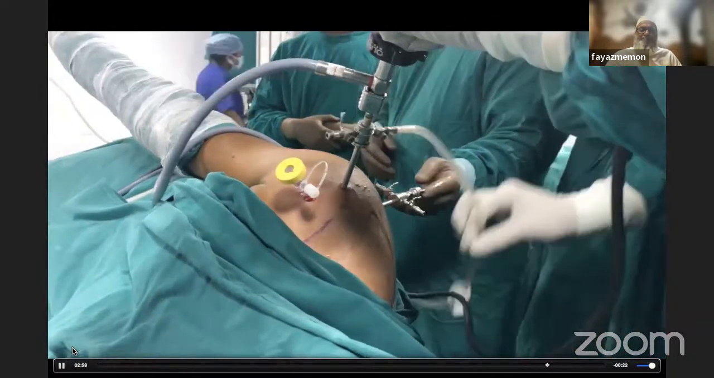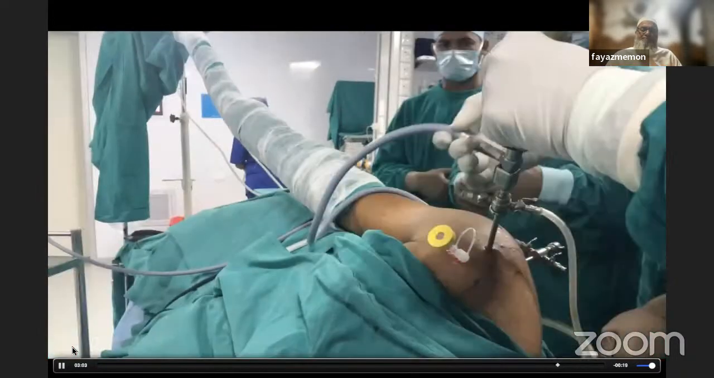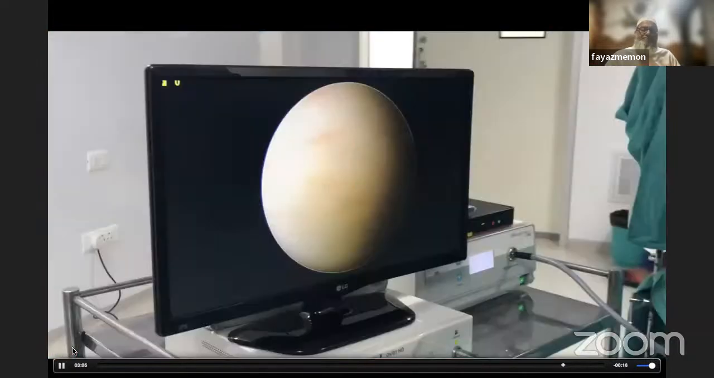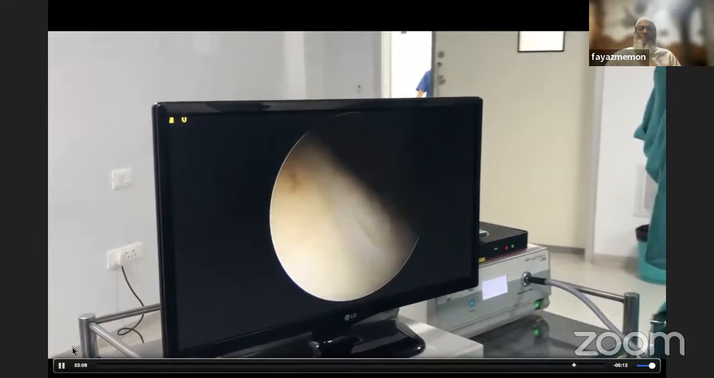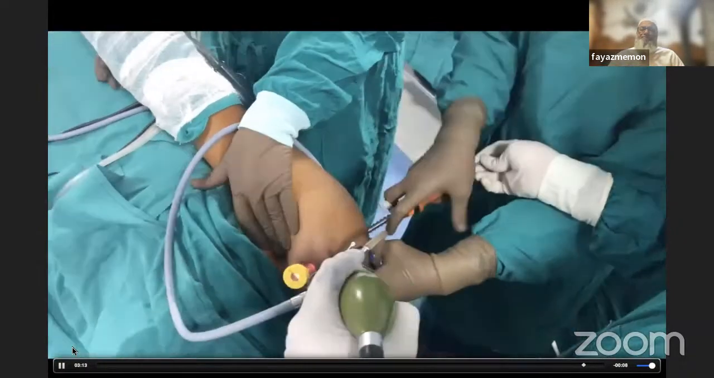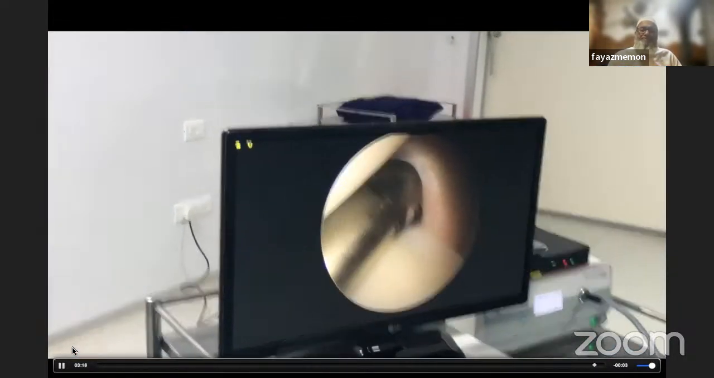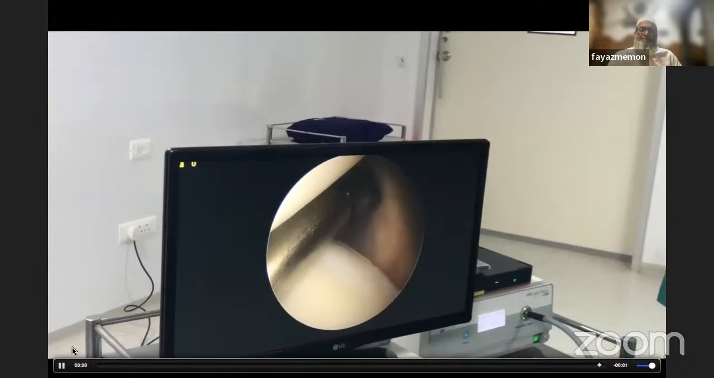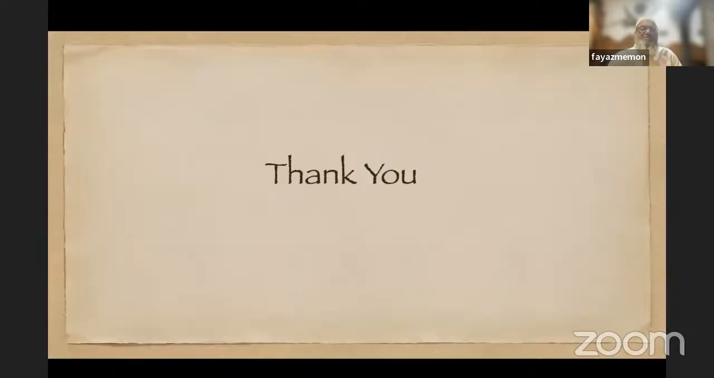So I have taken the saline flow in this cannula, and now I'll be able to watch the glenoid. This is the glenoid from the superior aspect, and this was my original portal. This completes our glenohumeral and subacromial portals. I thank you very much for your kind attention.